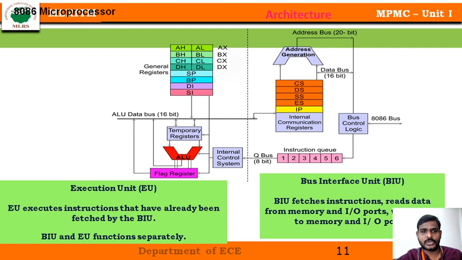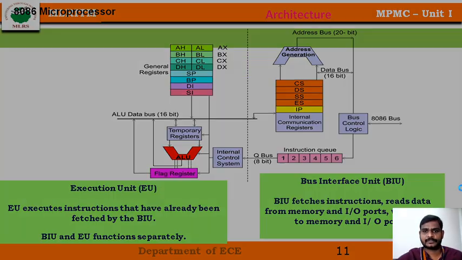And these two units, the bus interface unit, called simply BIU, and the execution unit, called simply EU, work separately or independently, which means that there is no dependency between them. When the bus interface unit is functioning or taking some data from the memory, simultaneously the execution unit executes some task. So these two units function separately.